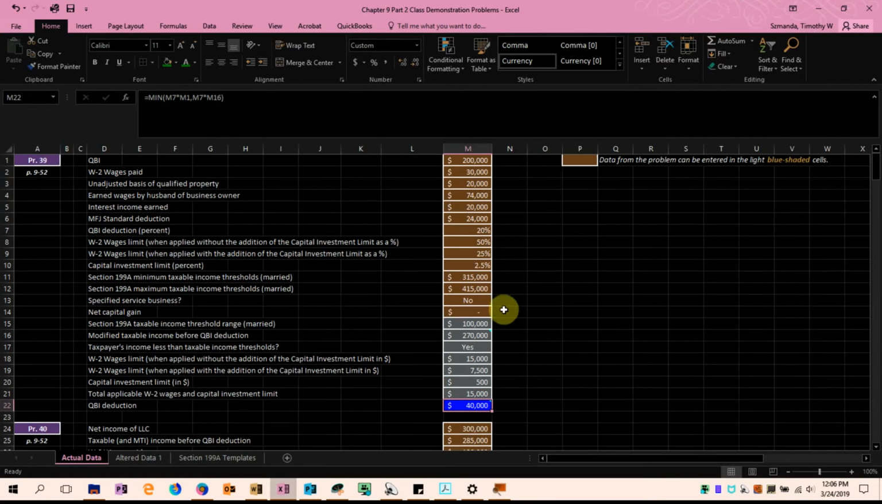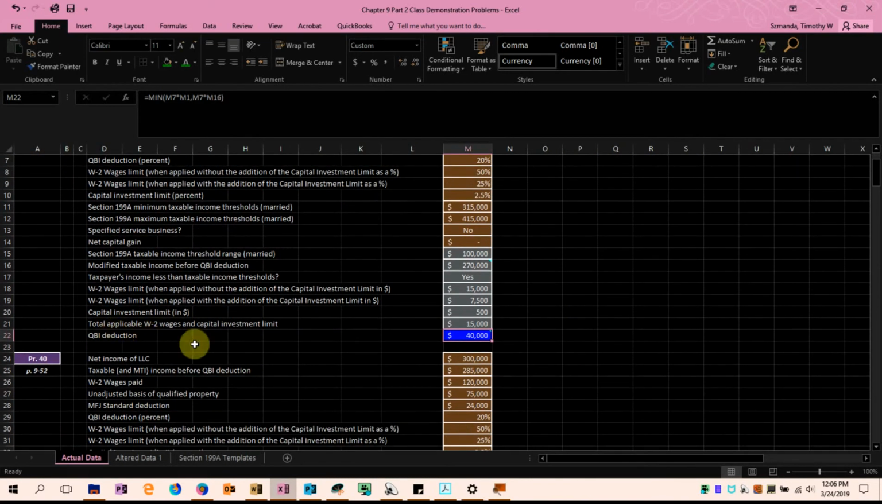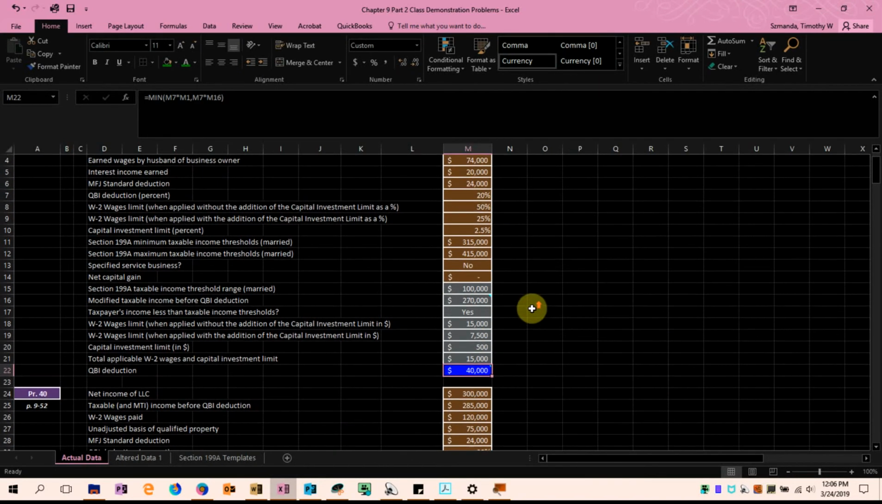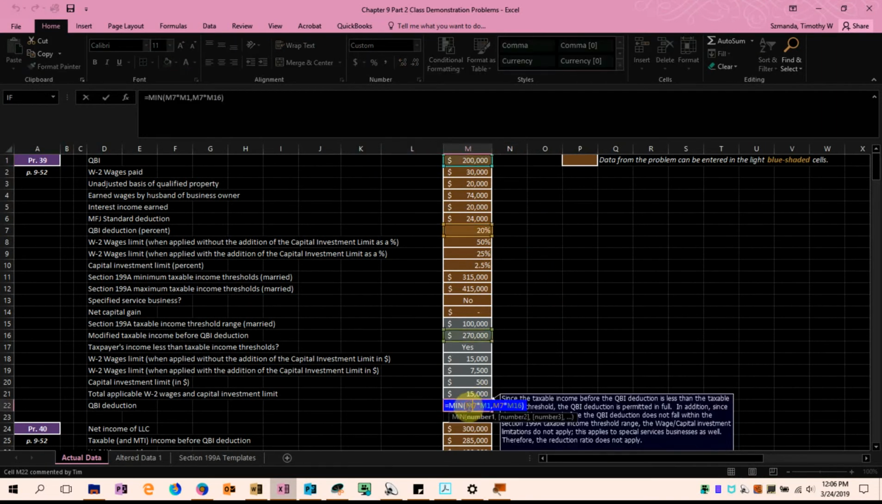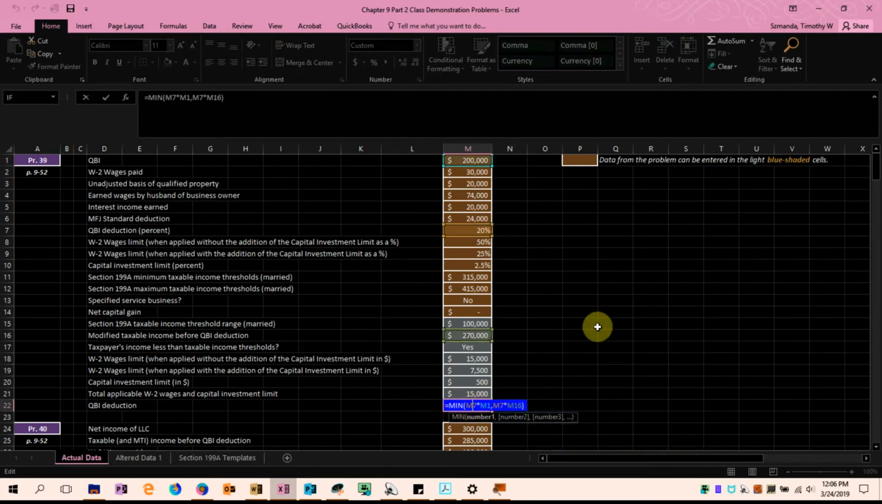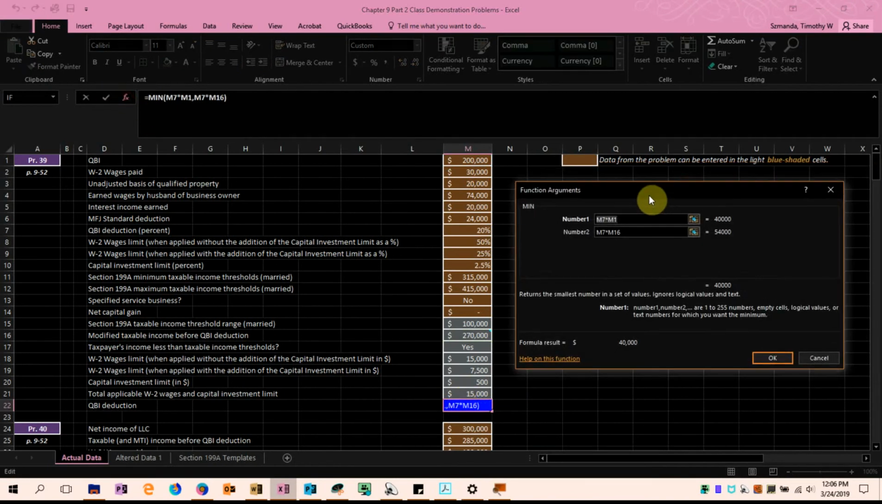So in the final analysis then, for problem number 39, the QBI deduction will be $40,000, which will essentially wind up being 20% of the qualified business income of $200,000. And I have a formula here. I just use the minimum function.